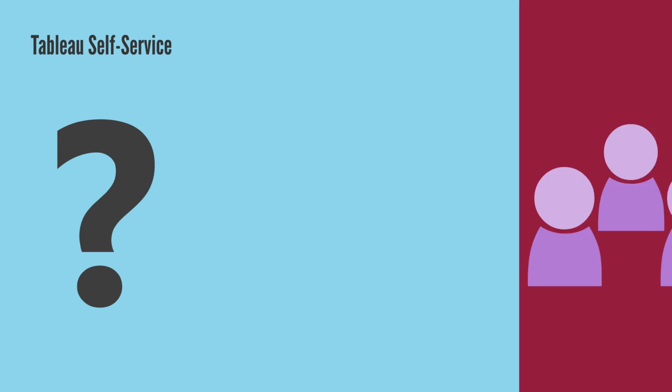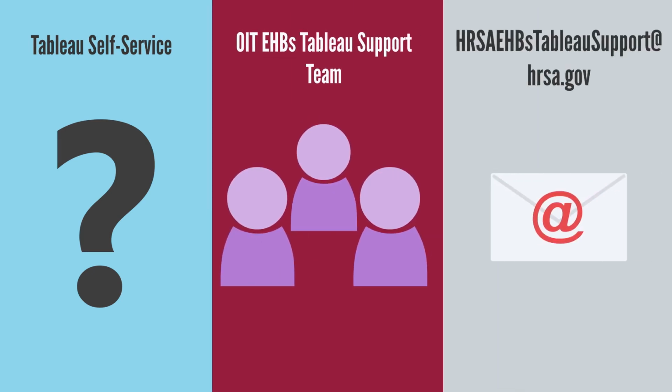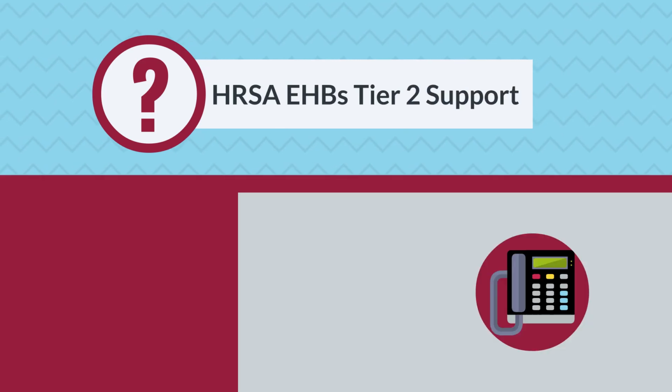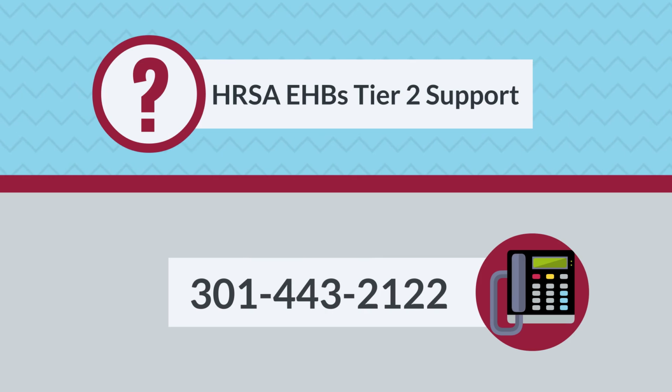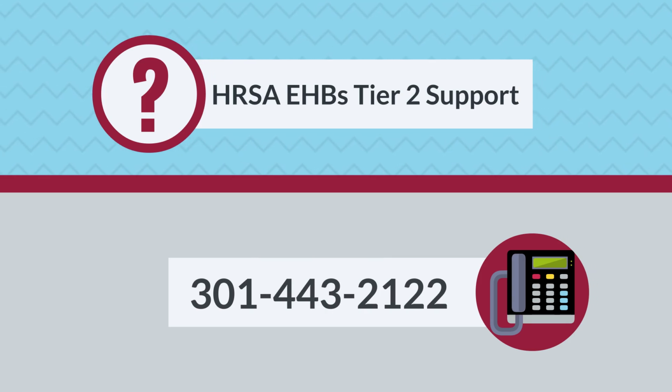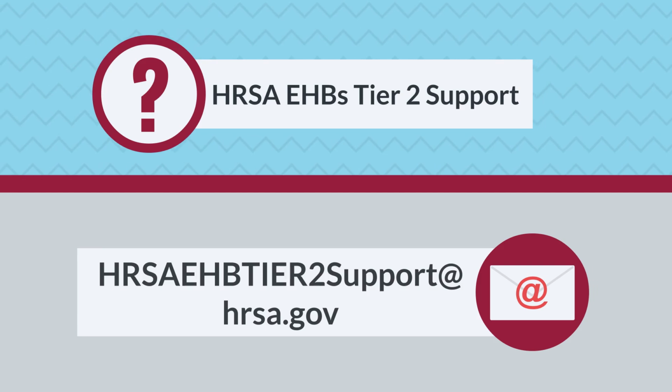For questions about Tableau self-service, contact the OIT EHBs Tableau support team by email at HRSA EHBs Tableau support@hrsa.gov. If you have any questions about EHBs dashboards, call the HRSA EHBs Tier 2 support at 301-443-2122 or send them an email at HRSA EHB Tier 2 support@hrsa.gov.